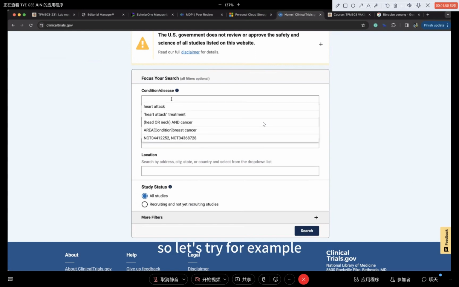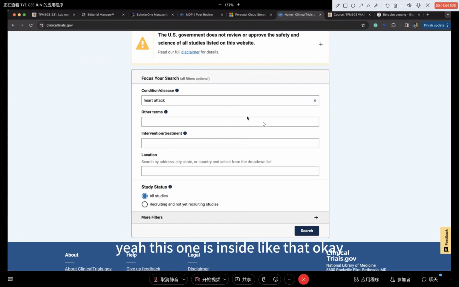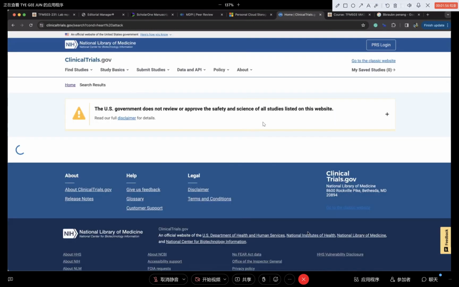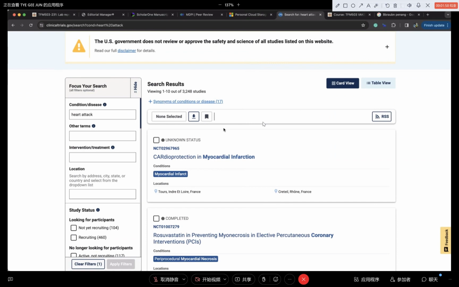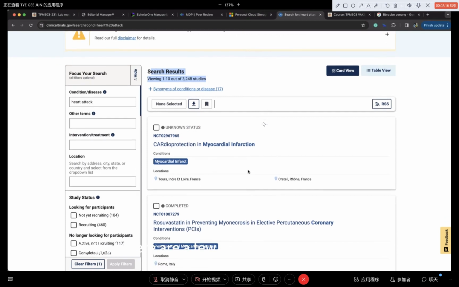So let's try, for example, this one says heart attack. Okay, let's just go by heart attack. So when you look at heart attack, what you normally get is that you will find all your search results that actually include heart attack. Okay, so the thing that you have to be aware of when you look at the clinical trial website is that there are a few things that are important.